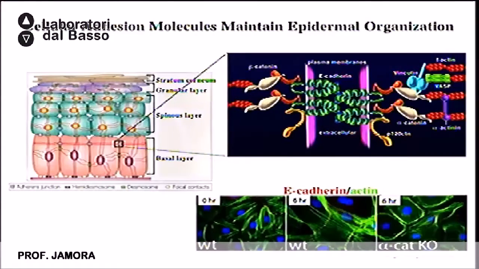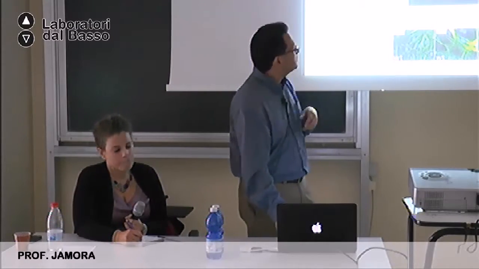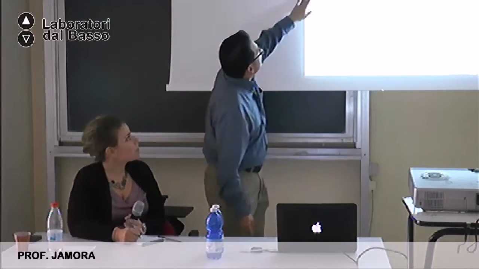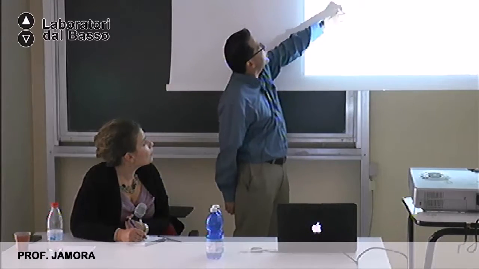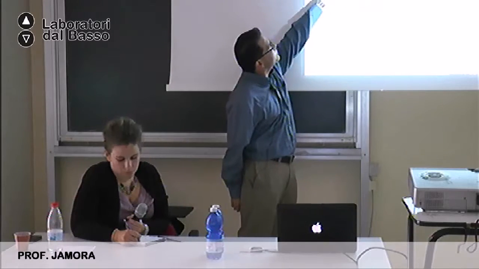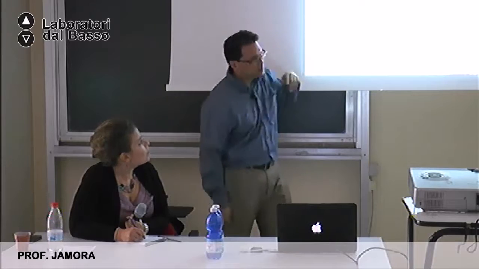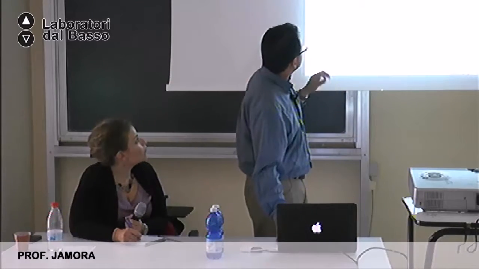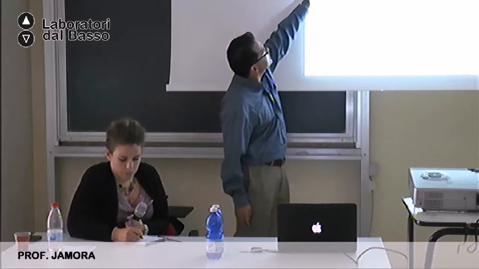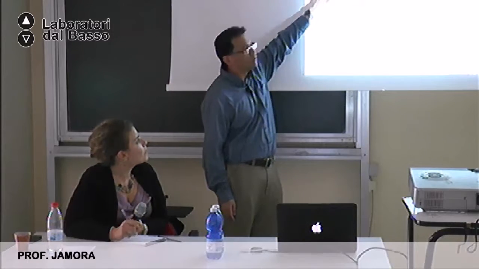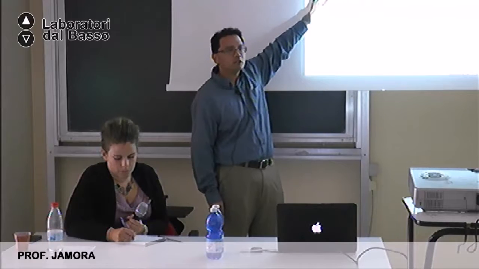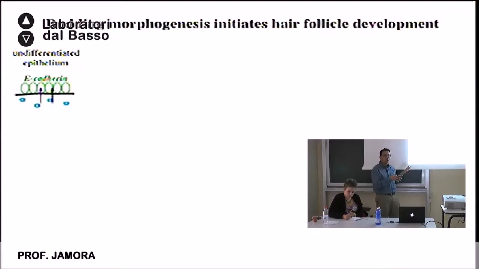Okay, so that's how you hold the tissue together, but how does the hair follicle form? Because I told you that's going to be our model system to understand how organs form. As I mentioned, you have an undifferentiated epithelium, the epidermal ectoderm, that is held together by E-cadherin. The black line is the basement membrane, and the yellow are the mesenchymal stem cells. There are some unknown signals that tell these stem cells that you're going to become a hair follicle, and people are still trying to figure out what this signal is. If you don't get a signal, the stem cells are going to make epidermal keratinocytes. So the epidermis is the default pathway. If you want to become a hair follicle, you have to receive some signal, but we still don't know what that signal is.